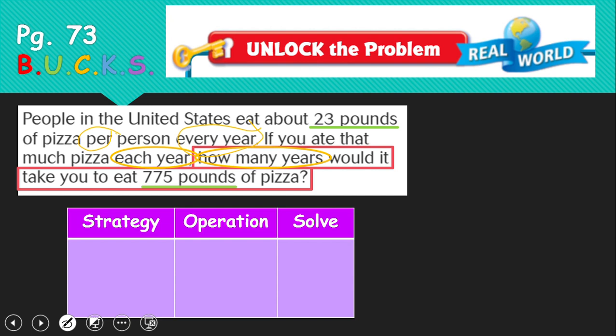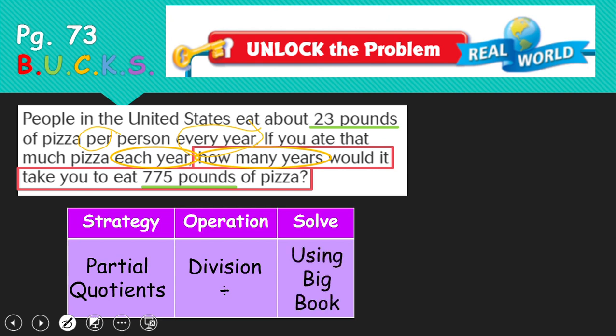But we are going to go ahead and state our strategy, operation, and solve. So our strategy we're going to be using is partial quotients, because that's the strategy we're learning about in this part of the book. Then the operation, based off of "per every year, each year, how many years will it take you," tells you you're doing division. Now we're going to solve this using our big book.